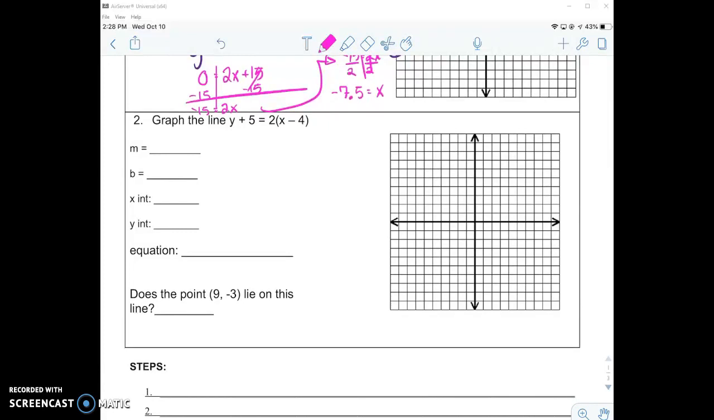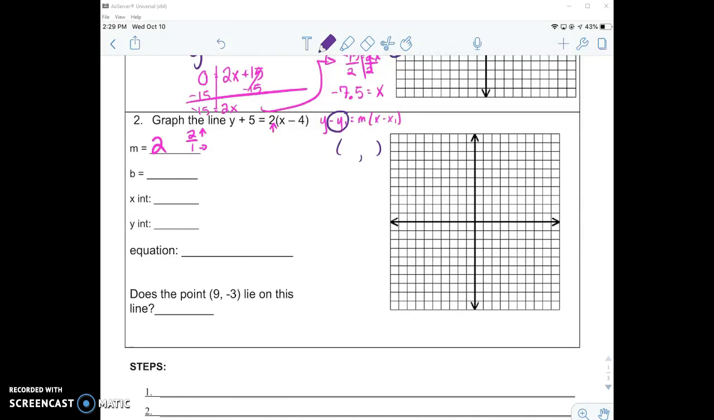Number 2, graph the line y plus 5 equals 2, parentheses, x minus 4. This is in the form y minus y1 equals m times x minus x1, point-slope form. My slope is 2. So if I'm thinking rise over run, this is positive 2 over 1 or up 2, right 1. From this equation, I can get a point that lies on my line.